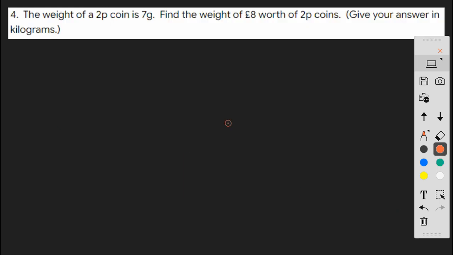Okay, now we haven't seen my favourite ratio table for a little while. So a 2p coin is 7 grams, and what we're asked to find the weight of is 8. Oh, no, we're not. This is 8 pounds, isn't it? So the first thing we need to do is to make sure that our units are the same. So 8 pounds is 800 pence. So we're being asked for 800.